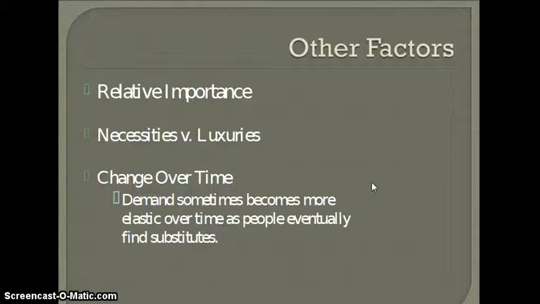And then demand can change over time. Sometimes it becomes more elastic because people eventually find substitutes. Think about gasoline. Right now, there aren't a lot of substitutes for gasoline. You pretty much have to drive your car and put gas in it. But in time, we hope that we have substitutes for that. So we hope that the demand for gasoline would become more elastic and that consumers would be able to say, hey, the price of this gallon of gas is too expensive, so I'm going to change my demand and I'm going to purchase something else.